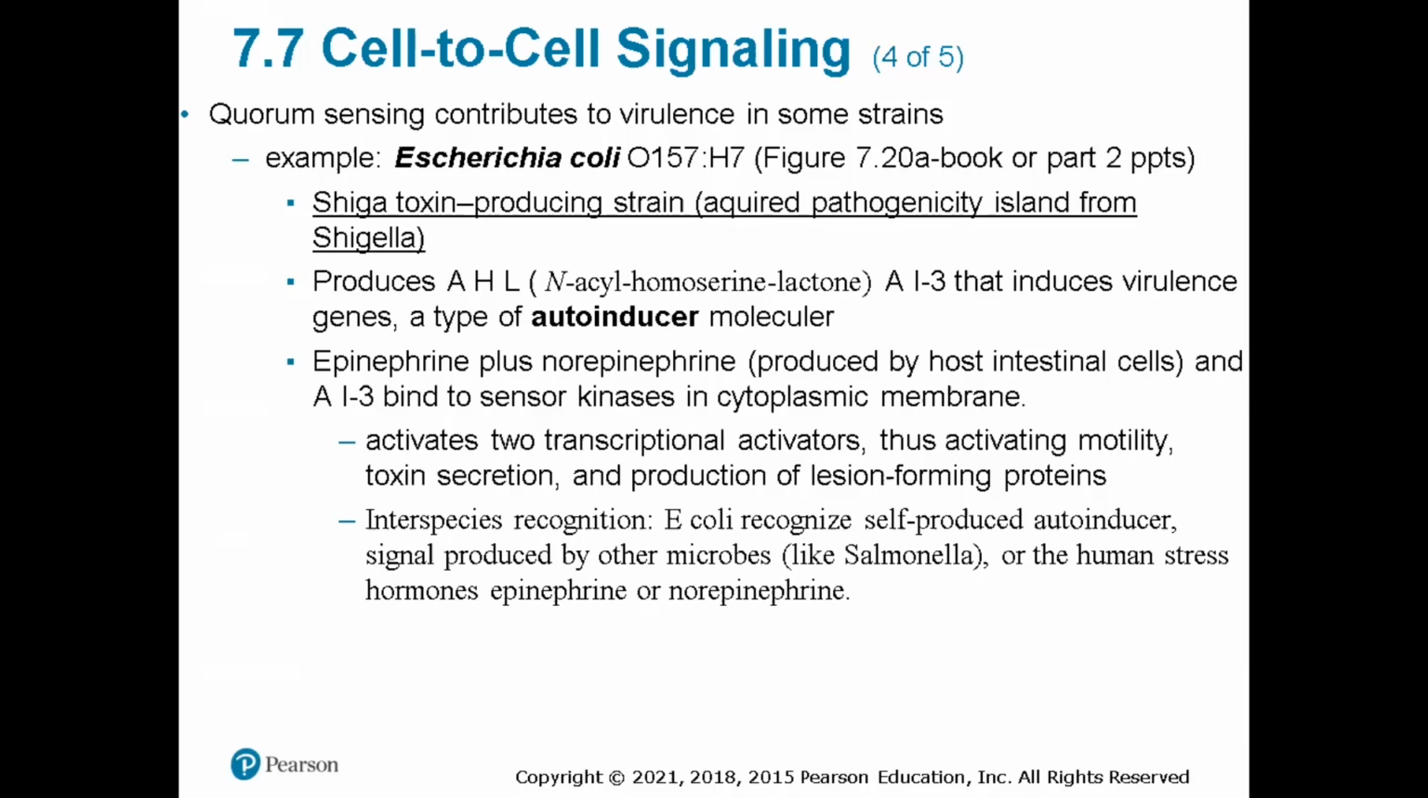Epinephrine plus norepinephrine produced by host intestinal cells, and AI-3, bind to sensor kinase in the cytoplasmic membrane. They activate two transcriptional activators, thus activating motility, toxin secretion, and production of lesion-forming proteins. This is interspecies recognition. E. coli recognizes autoinducer signals produced by other microbes such as Salmonella, or the human stress hormone epinephrine or norepinephrine.